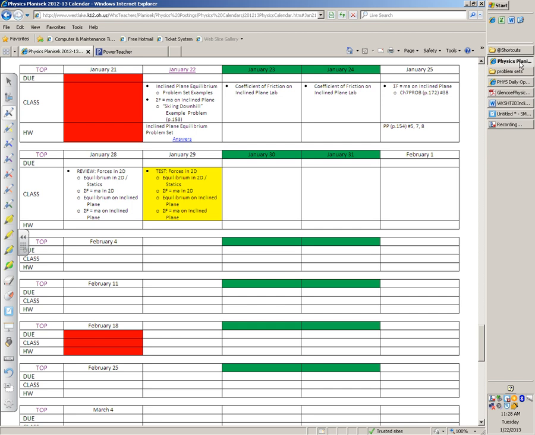Then next week, Monday, we will wrap up forces in 2 dimensions, do a couple more example problems, and then test on Tuesday. So test 1 week from today. Questions about the calendar? All right.